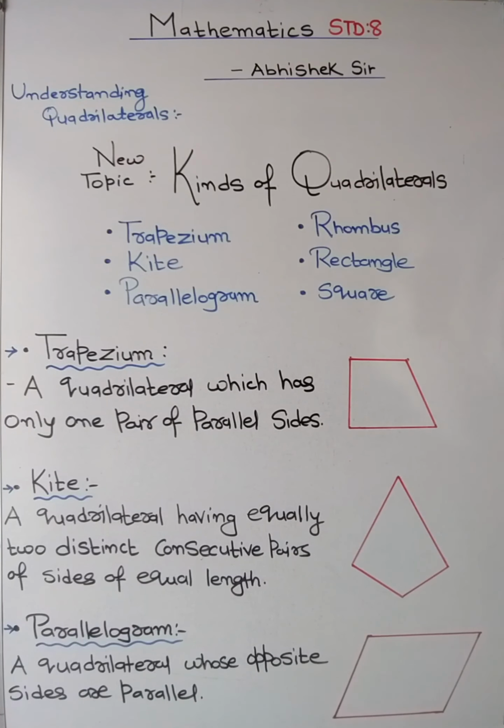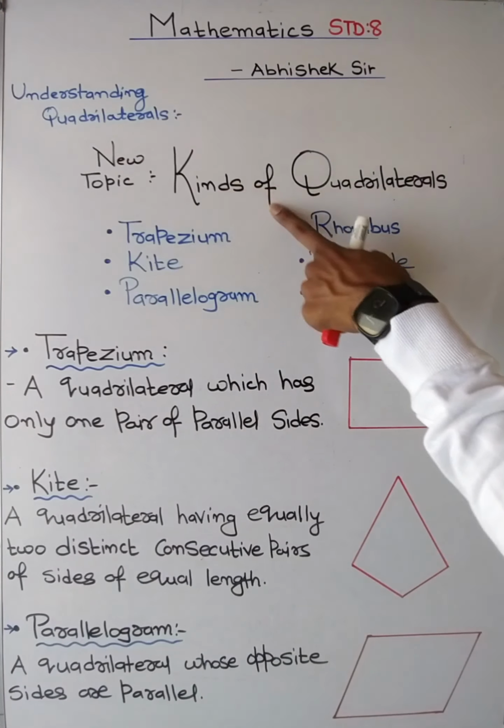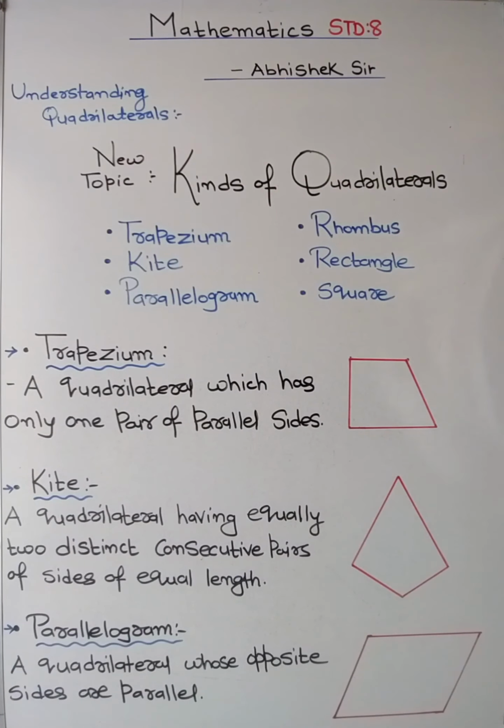Today we are going to study mathematics. In that, we are studying a chapter from class 8, that is understanding quadrilaterals. Today's topic is kinds of quadrilaterals. In total we have 6 different kinds of quadrilaterals.